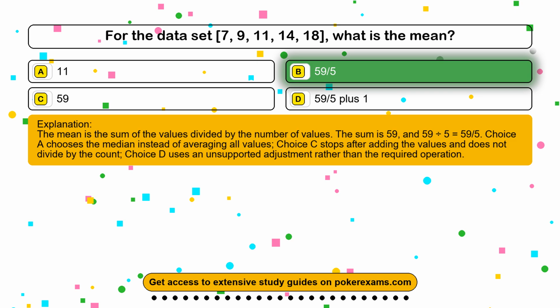Choice A chooses the median instead of averaging all values. Choice C stops after adding the values and does not divide by the count. Choice D uses an unsupported adjustment rather than the required operation.